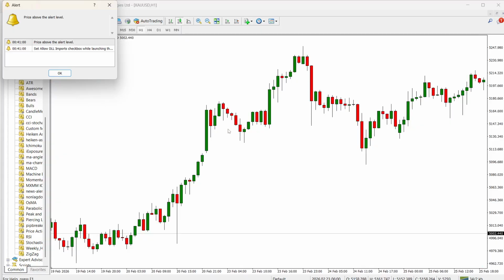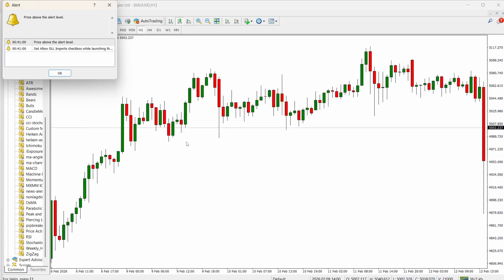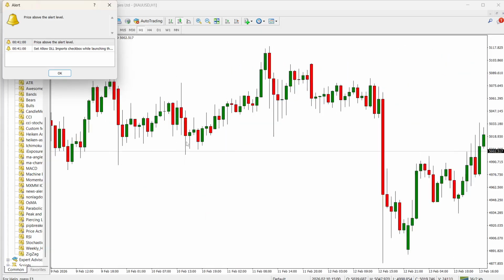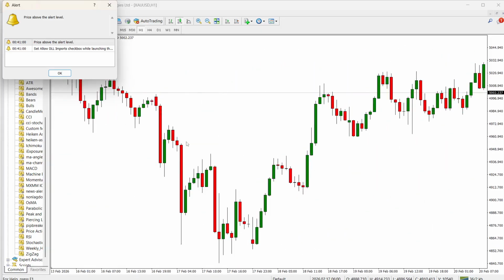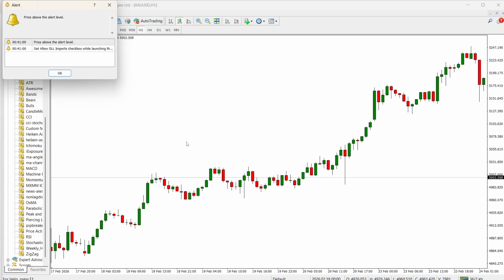All right, so when price reaches a drawn level or a set level, it implies the market has arrived at the point where the trader has designated as significant, whether as a potential entry zone, target, stop level, or general area of interest.